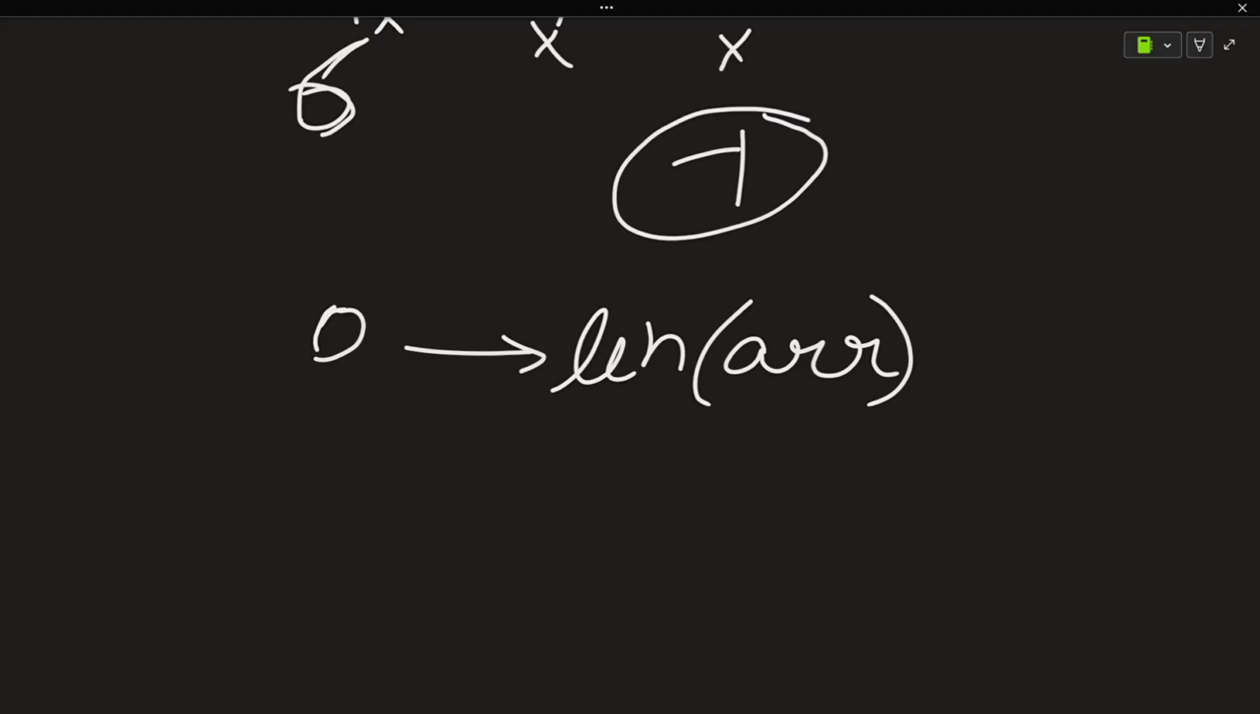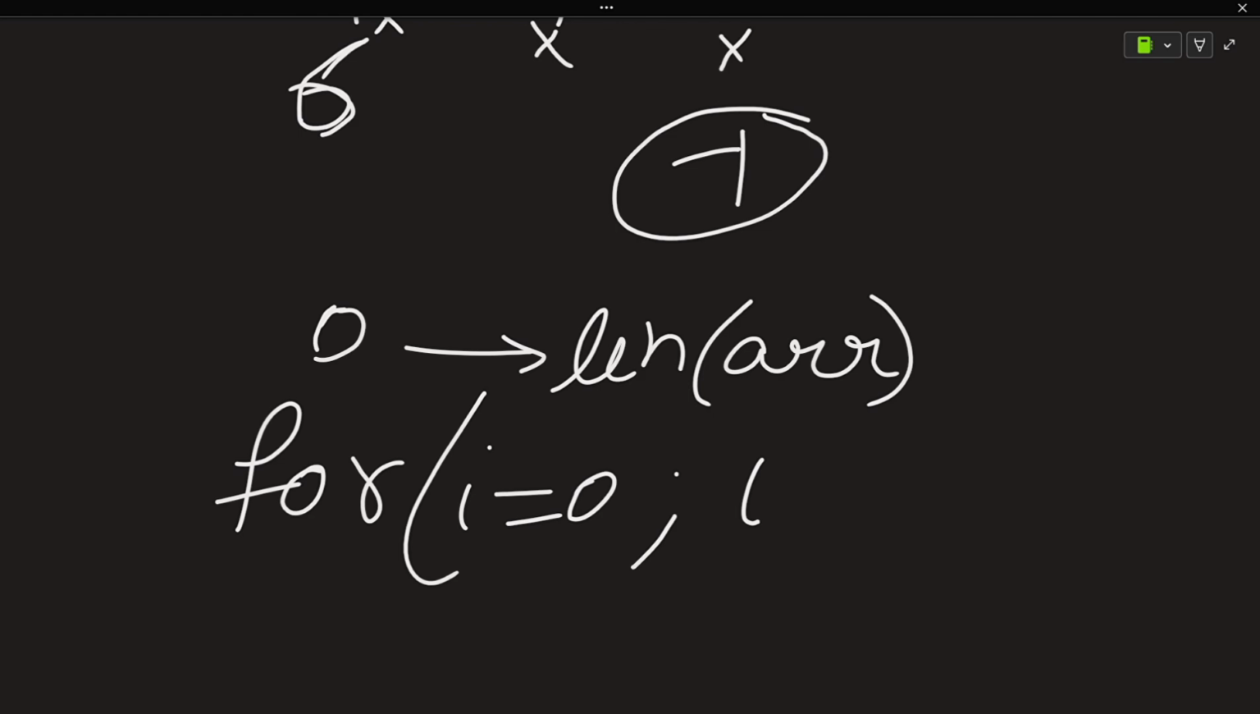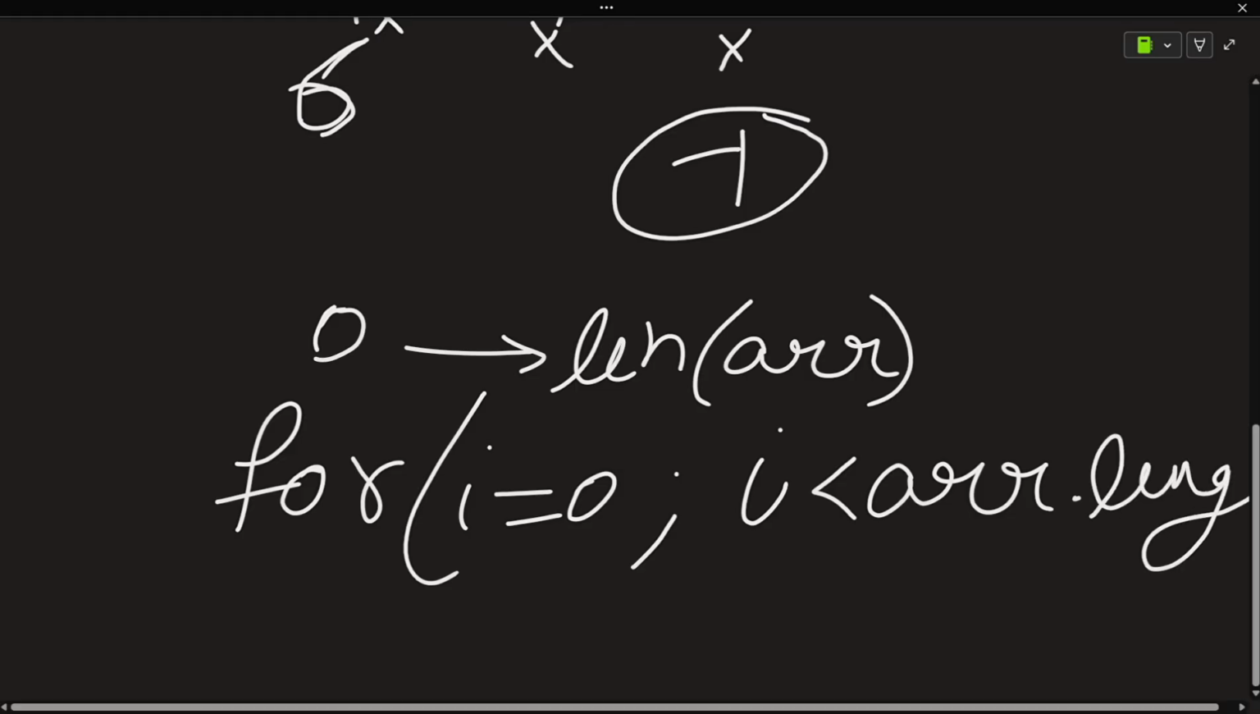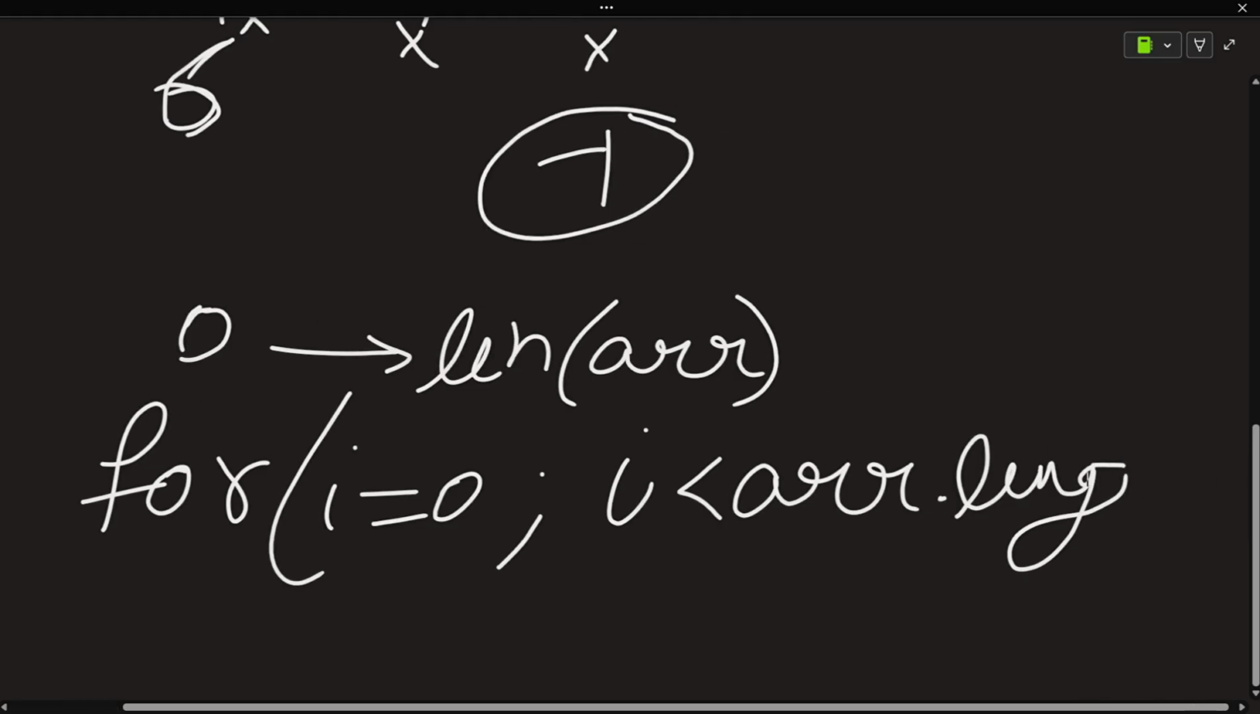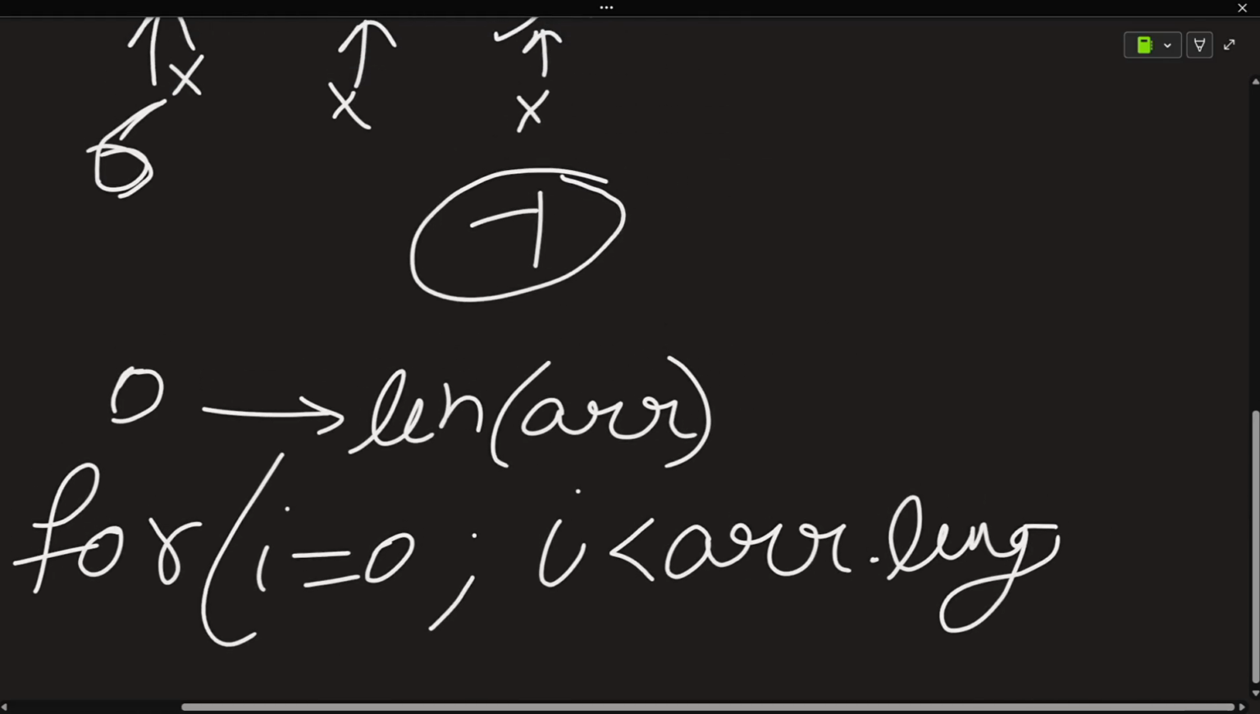So I can use a for loop that I will start from 0 and check until i is less than the array length, and after that I will increase the index of the array. So element.